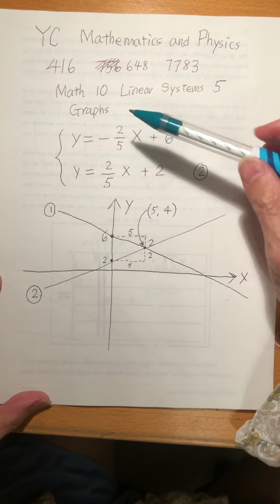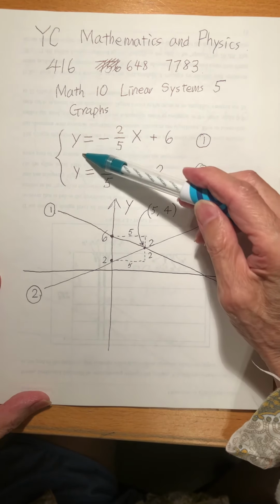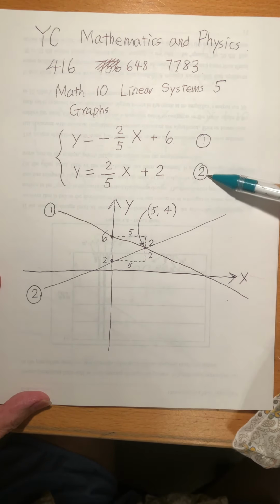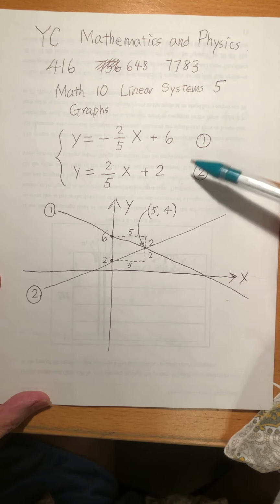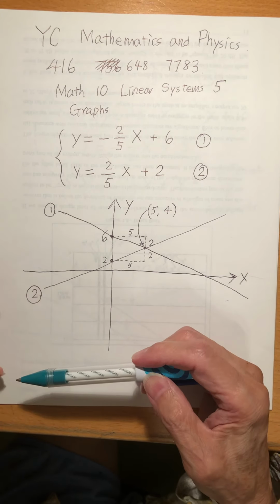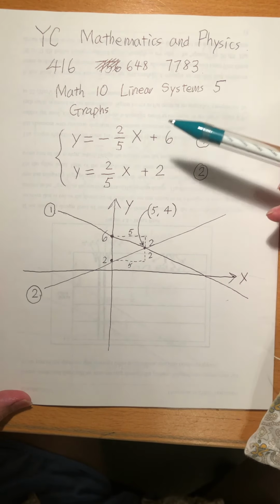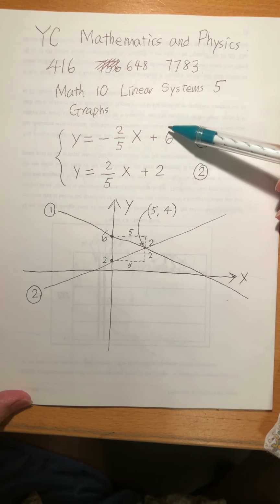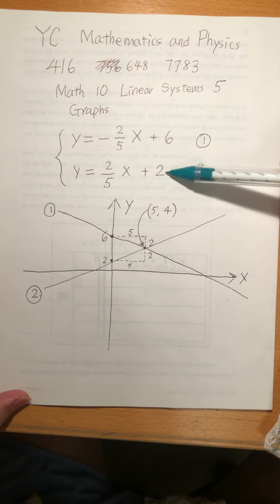Look at the slopes. Equation 1 is in the form y equals mx plus b, so it's a straight line. Equation 2, y equals mx plus b, so it is also a straight line. These two straight lines have different slopes. One slope is negative 2 over 5. The other one is positive 2 over 5. And one line has y-intercept 6, and another line has y-intercept 2.